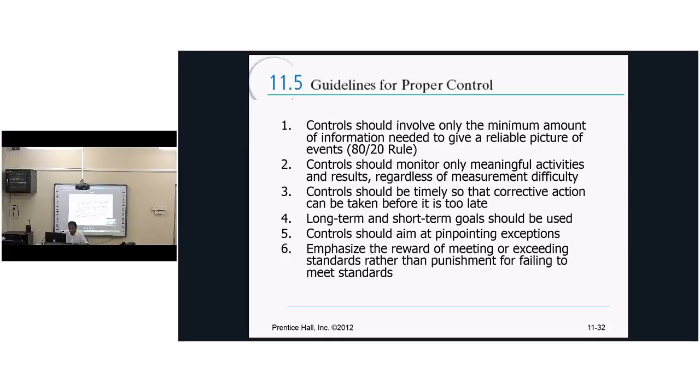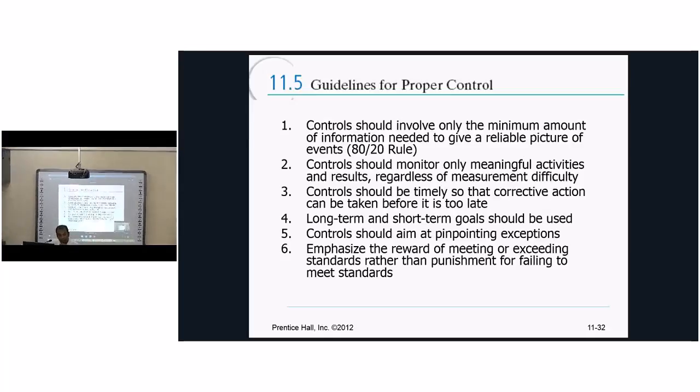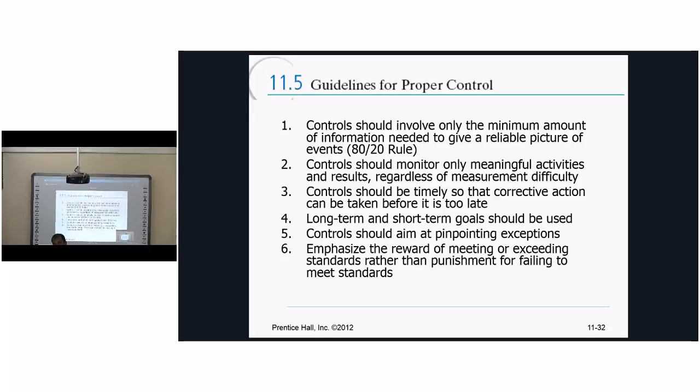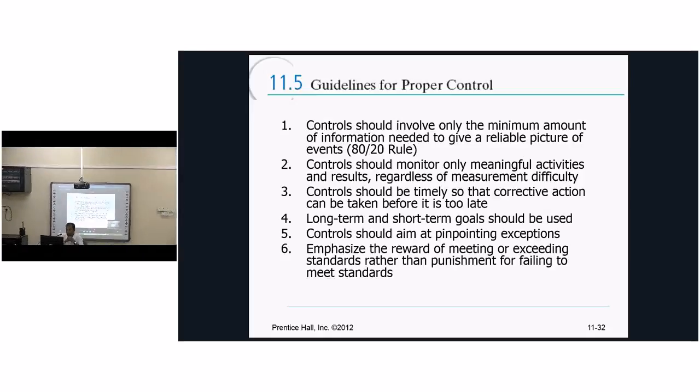Number two, control should monitor only meaningful activities and results, regardless of measurement difficulty. Because sometimes in an organization, we measure easy things to monitor. Sales growth is easy to measure, so we monitor that. But we don't measure customer satisfaction, which is difficult to measure. We don't measure brand equity because it's a difficult thing to measure. But these are meaningful things. Simply because certain activities are difficult to measure, we don't measure them in the organization, which should be avoided.